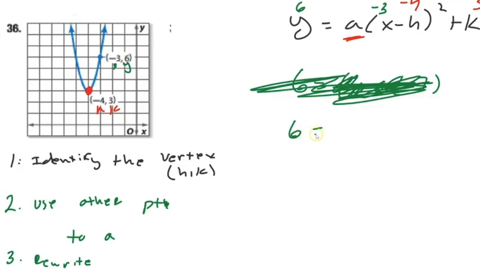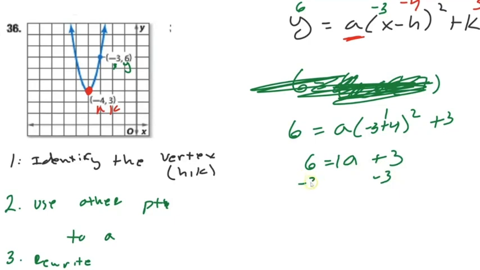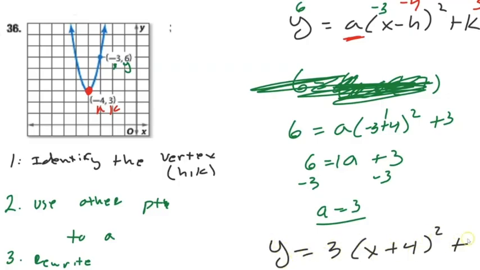We're going to get this. 6 equals a, negative 3 plus 4, squared, plus 3. This is an x. I see a lot of people put 4 right here. What's going on? That's an a, that's a number. You can't do that. Subtract 3 from both sides. A equals 3. The question wasn't what's a. The question was what's the equation. I've got to rewrite this. Y equals 3 times x plus 4 squared plus 3.